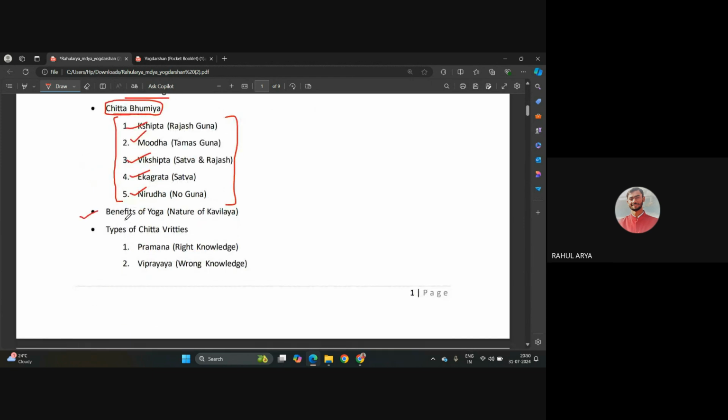Next is the benefits of yoga. Tada drishtu svarupe avasthanam: if you get perfection, then you will be able to attain Kaivalya.